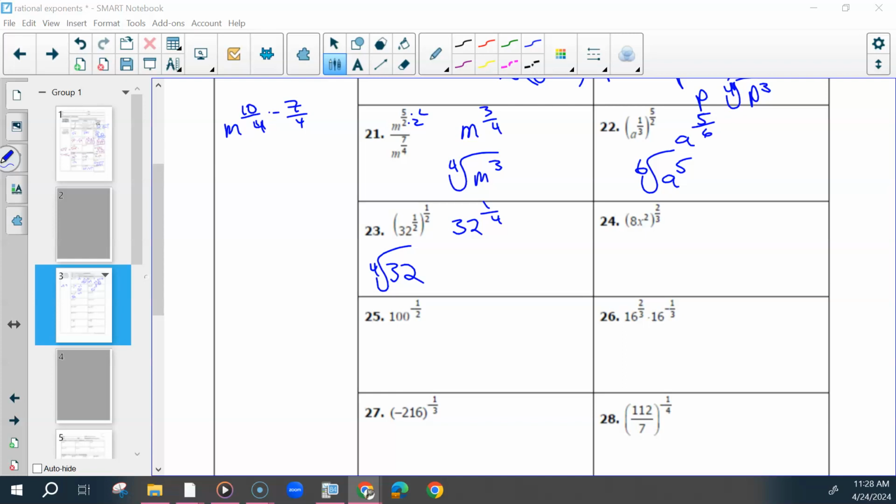I think we've got to split 32 into 2 and 16, yes, because that's what to the 4th? 2, right. So that would be the 4th root of 16 and the 4th root of 2, and the 4th root of 16 is 2, because 2 to the 4th is 16.